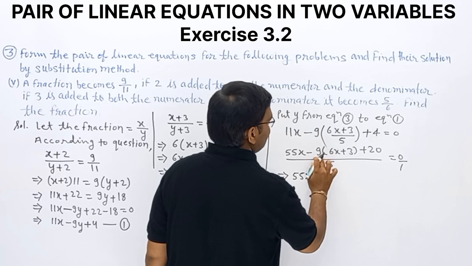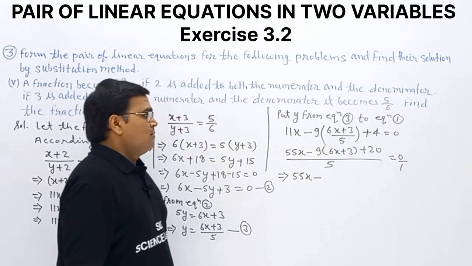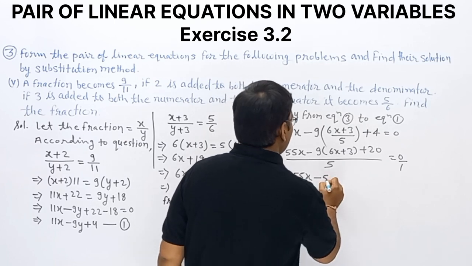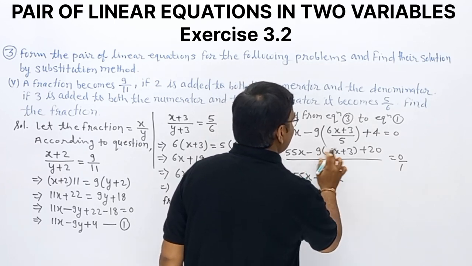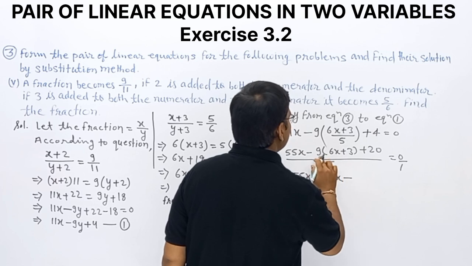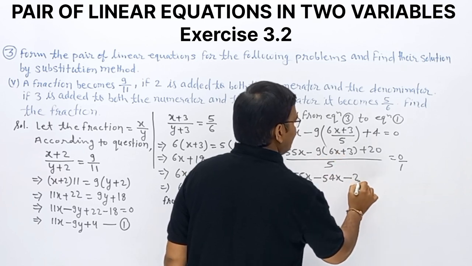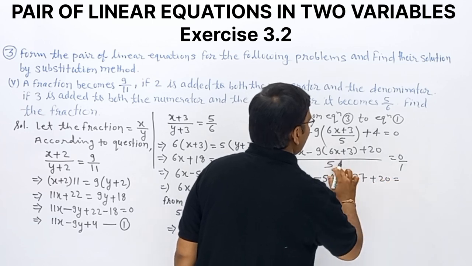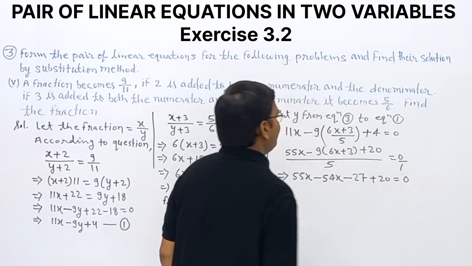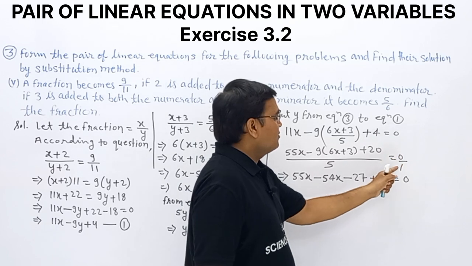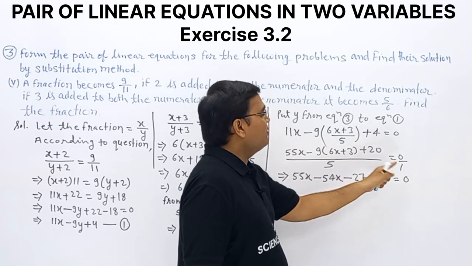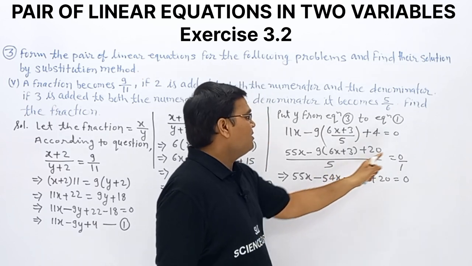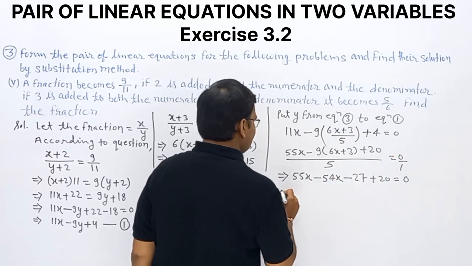55x minus 9 times 6 is 54. 9 times 6 will be 54x, minus into plus will be minus, 9 times 3 is 27, plus 20, equal to 5 multiplied by 0. We are doing cross multiplication. This numerator term will be multiplied by this one, and this denominator will be multiplied by this numerator. So this will be 0. Finally, we are getting this one.